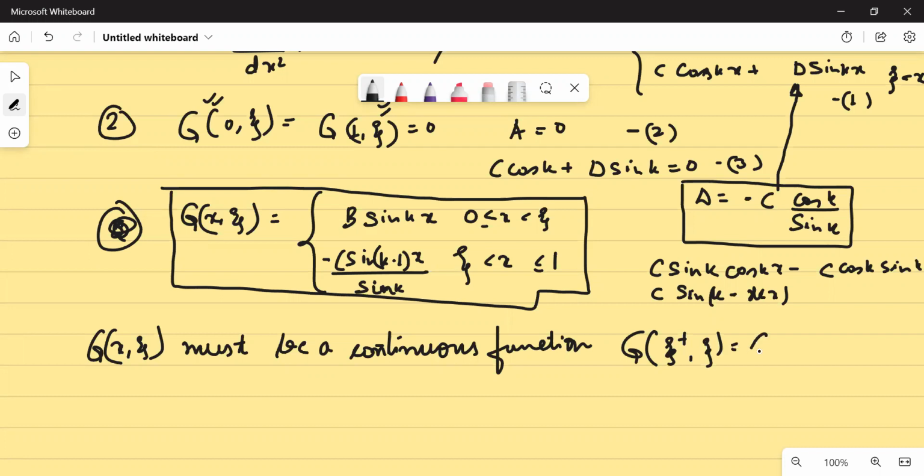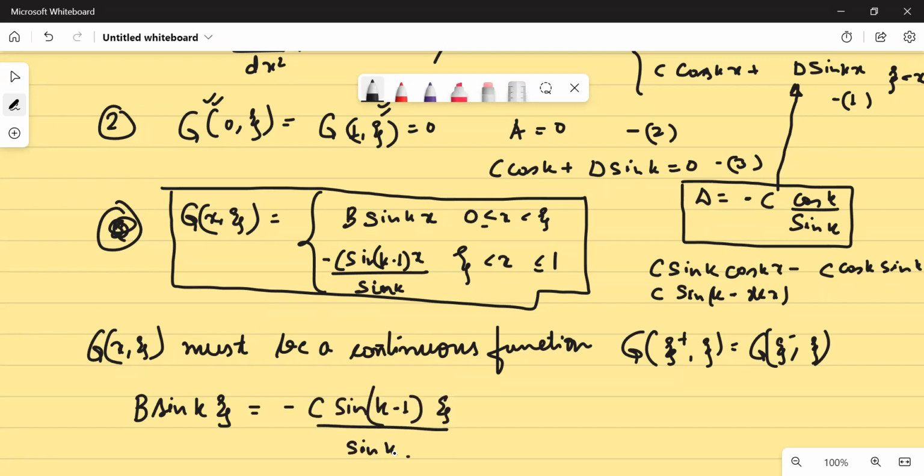So I am checking the continuity at zeta minus and zeta plus. If I check it, I will get b sine k zeta equals minus c sine k minus 1 zeta, divided by sine k. If I solve it, I will simply get that b equals minus c sine k minus 1 zeta divided by sine k, and then you have sine k zeta.